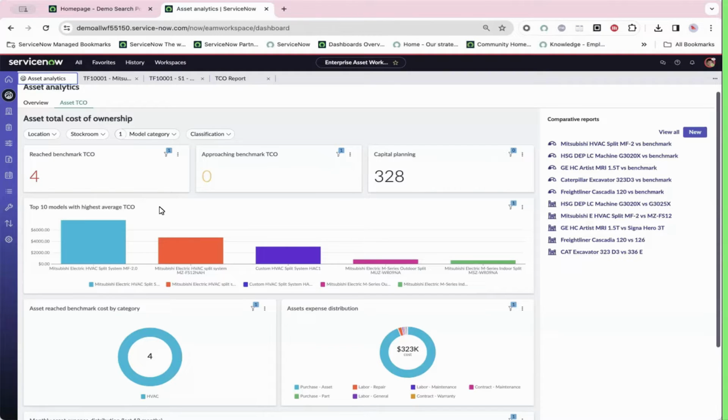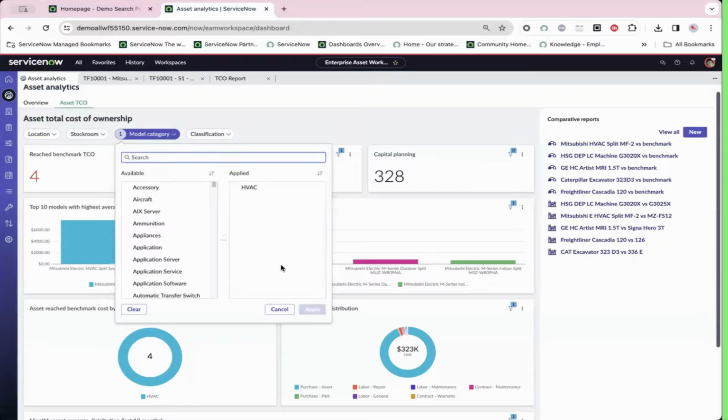And so with this total cost of ownership, you now are able to really calculate the overall cost of your enterprise asset throughout its life cycle. You're factoring both your direct and indirect cost. And obviously, yes, it's a very difficult calculation to make, but TCO makes that very easy for you. Okay. And so you're able to filter by location, stockroom, model category.